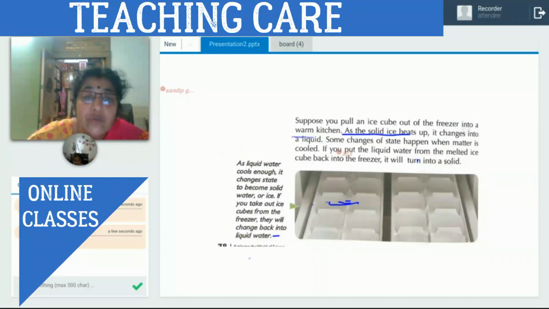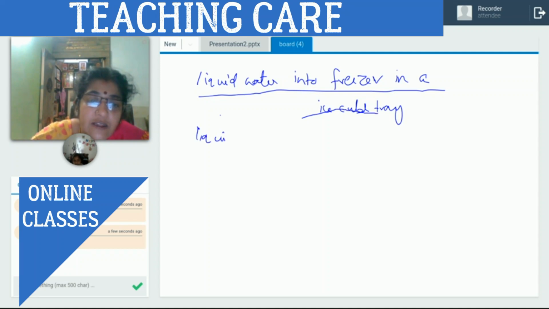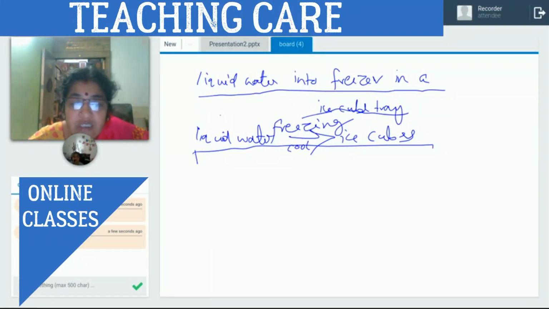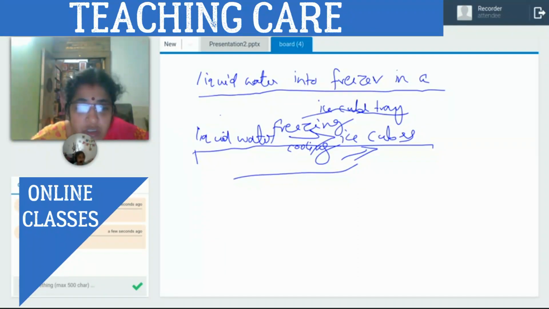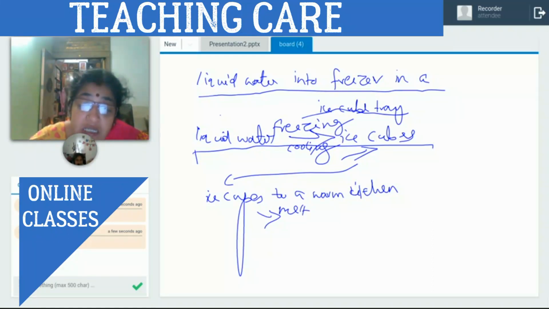So liquid water, if you keep that in the freezer in an ice cube tray, will change into ice cubes, right? This process is called freezing. You are cooling this liquid water, so it will change into ice cubes. Now, if you bring those ice cubes into a warm kitchen, what will happen? The cubes will melt into liquid water, right?